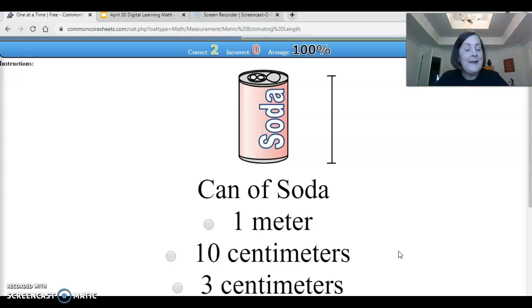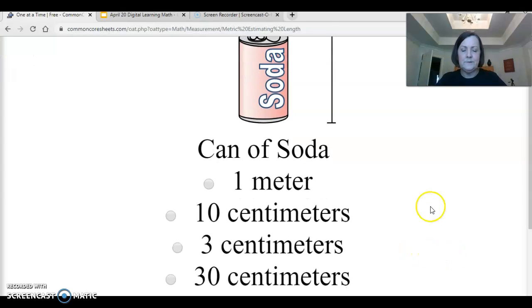All right, a can of soda. I'm thinking of a can of soda, and then I'm thinking of my measurements. Okay, we have the dime, the pinky, the door, and 2 times around the track. Well, I'm going to eliminate kilometers for sure. Okay, let's think. A meter? Remember what a meter is? Like the width of a door?